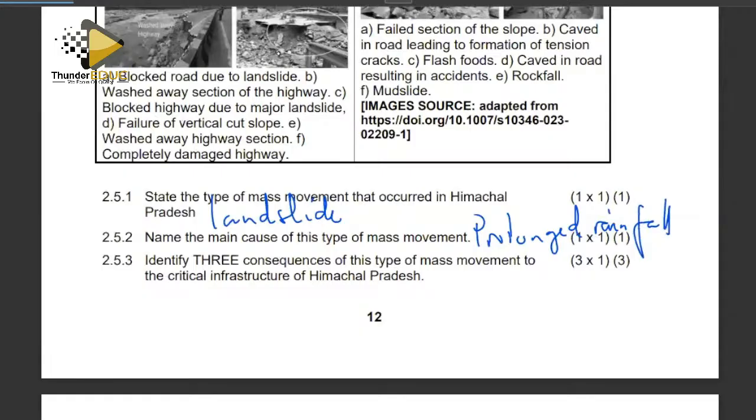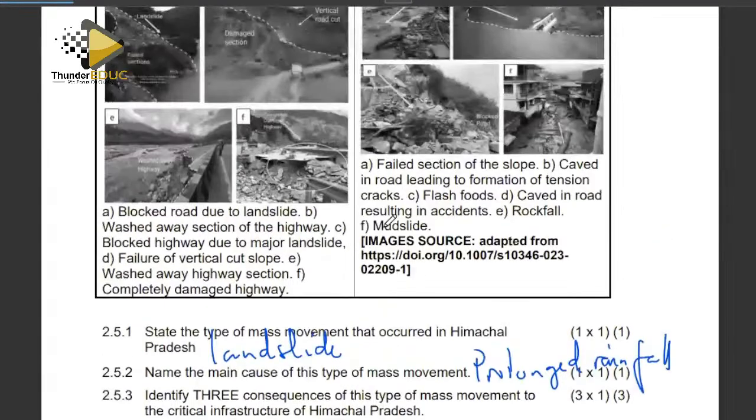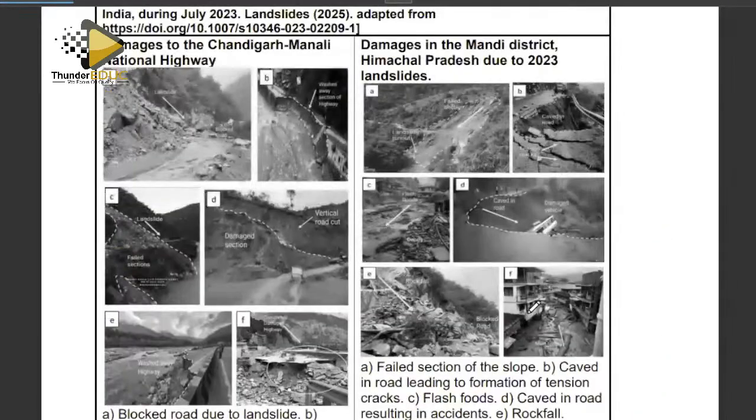Right, moving on, identify three consequences of this type of movement to critical infrastructure. We just extract it here. We want the consequences to critical infrastructure. If we check here on infrastructure, we are seeing the highway being washed away. It's one impact. Then we're also seeing the road being blocked here. It's another impact. And also if we check, we see a road which is carved in here. It's also another impact on infrastructure. And also there's a blocked road which is indicated. And we also see there are mudslides inside this particular built up area.